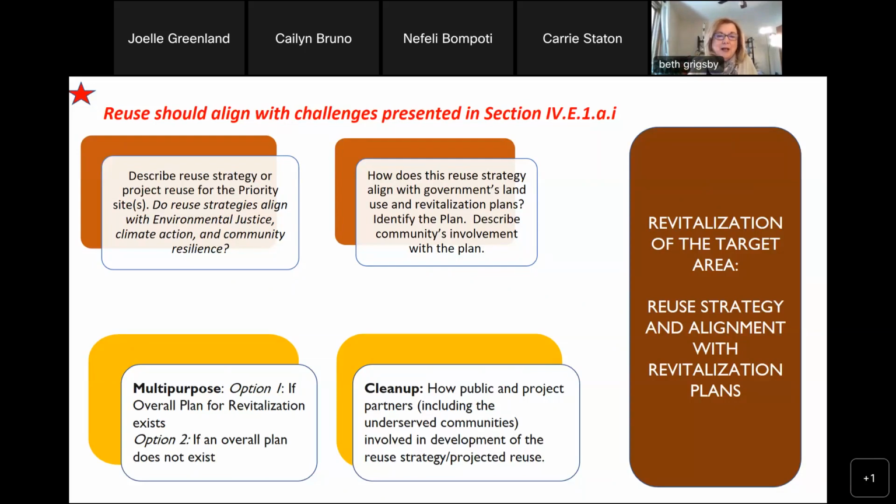Cleanup: how the public and project partners, including that underserved community, are involved in the development of that reuse strategy. And this is something that, as a TAB provider now, I'm assisting a community with, initiating the discussion with their underserved community, the residents in the area. So that's a TAB service you could always tap into. Now would be a little late for this round, but you could always tap into that. Give us a call. Next slide, please.